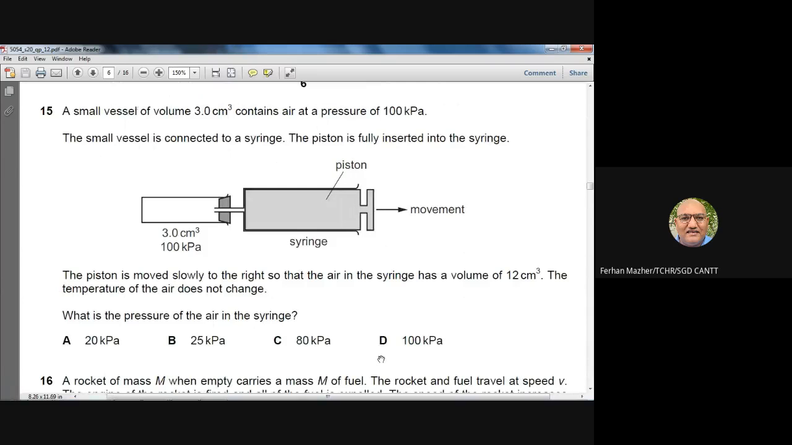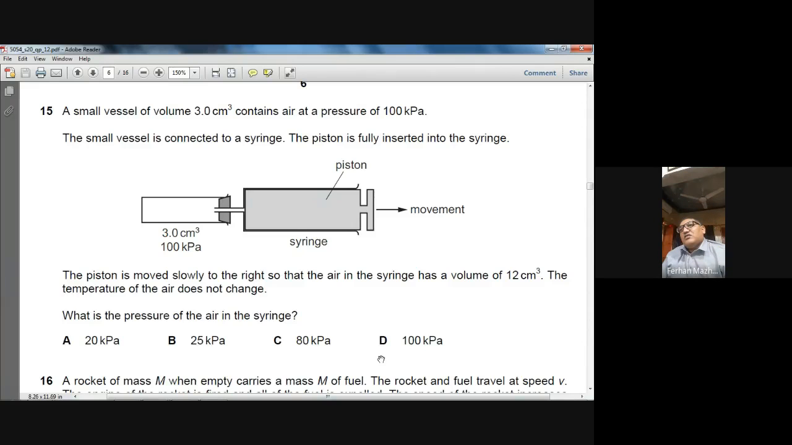Question number 15. A small vessel of volume 3 centimeter cube contains air at a pressure of 100 kilopascal. The small vessel is connected to a syringe. The piston is fully inserted into the syringe. The piston is moved slowly to the right so that the air in the syringe has a volume of 12 cubic centimeter. The temperature of the air does not change. What is the pressure of the air in the syringe?